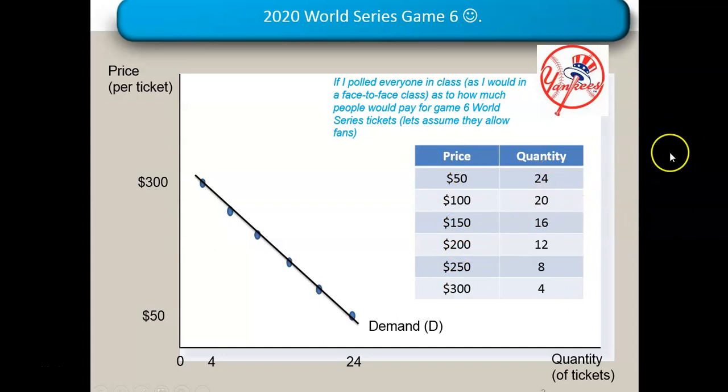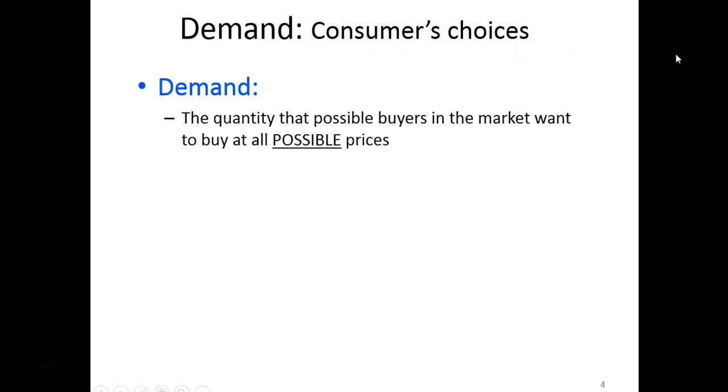Well, let's assume this was the response. But more generally, what is demand? Remembering this is consumers' choices, what the consumer would do as price changes. So literally, a verbal definition of demand: the quantity that possible buyers, and I made the possible buyers our class, so that's the potential buyers for this product, the quantity of possible buyers in the market want to buy at all possible prices.